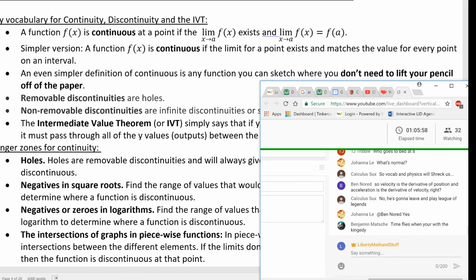Any other questions? So velocity is the derivative of position, acceleration is the derivative of velocity. Nailed it. So vocab and physics. Yes. Vocab is the ultimate killer. Just wait till we get to free response questions, because you have to understand what they're saying to answer them.